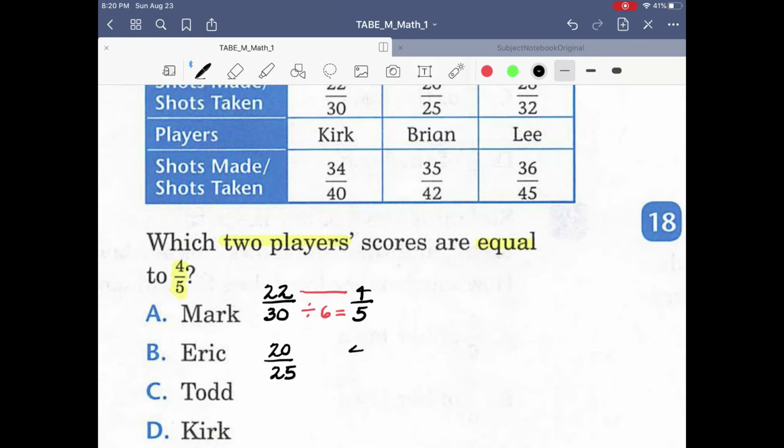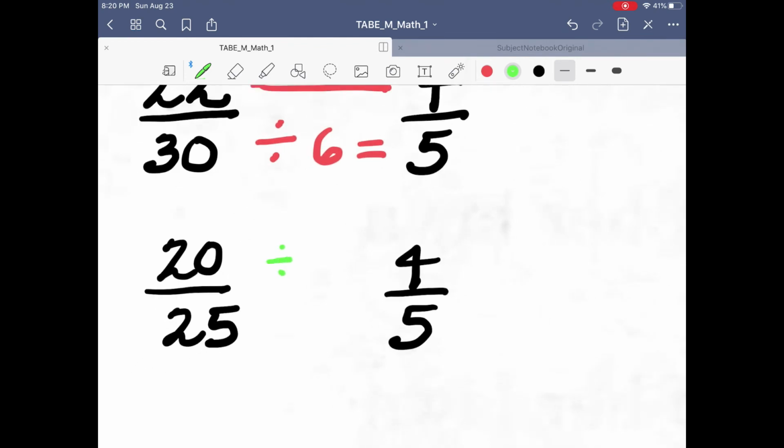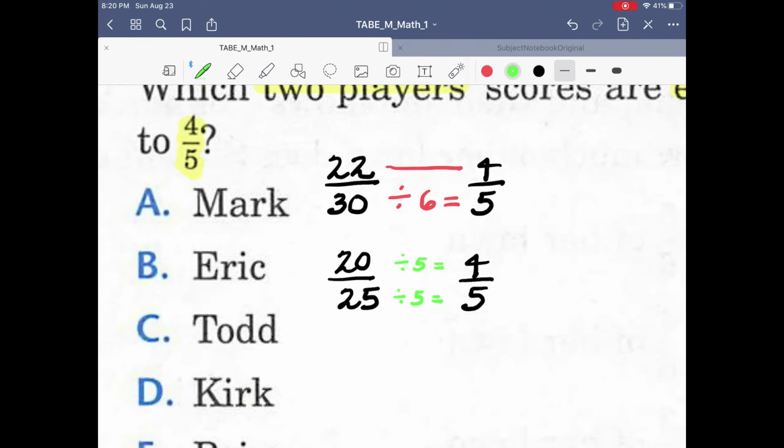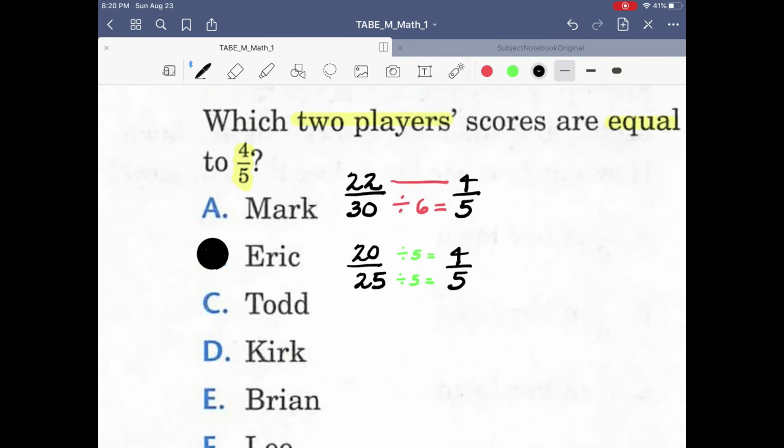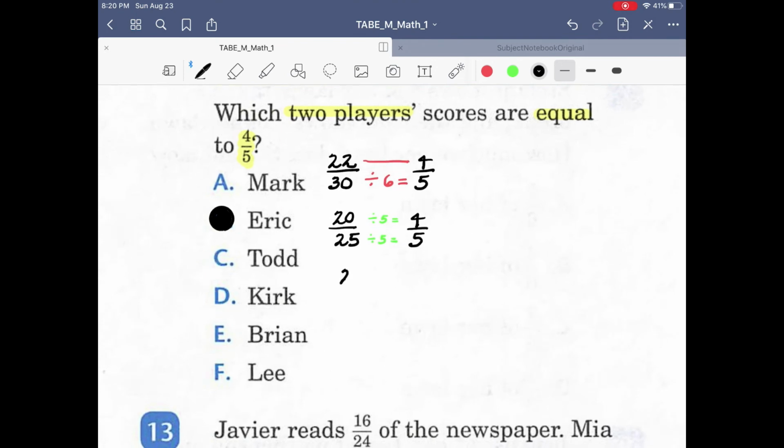Eric was 20/25. And let's see if we can make that equal to 4/5. I like this one because 20 divided by 5 is 4, and 25 divided by 5 is 5. So this is one of my answers right here. Eric is one of our folks. But we need 2 of them.